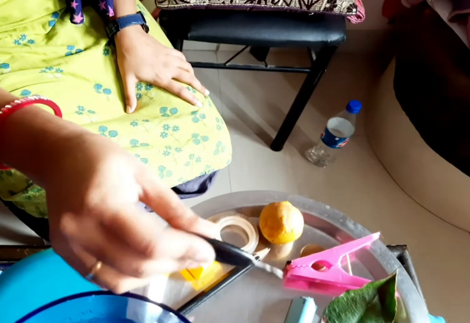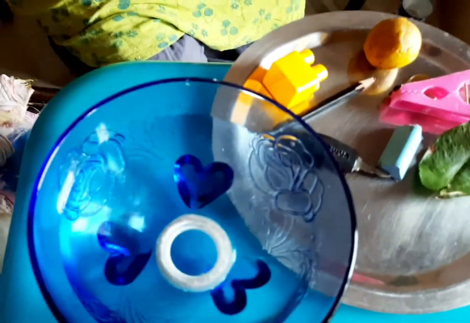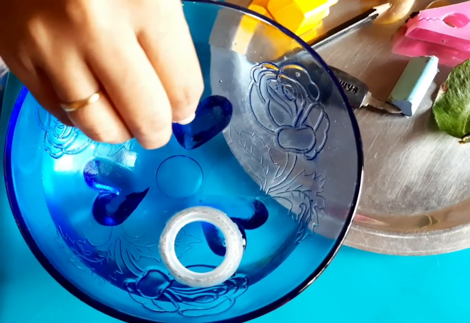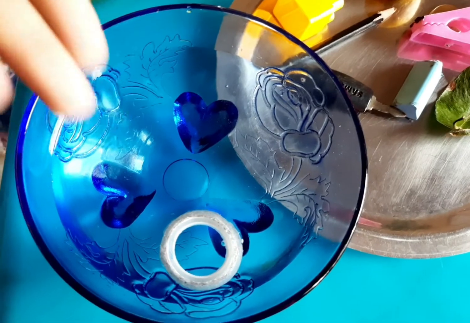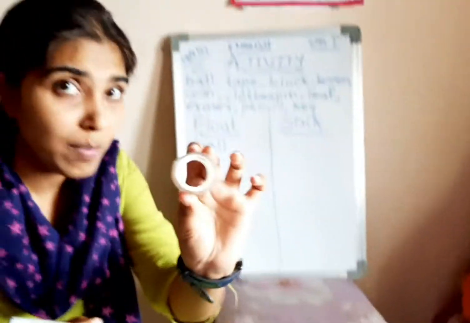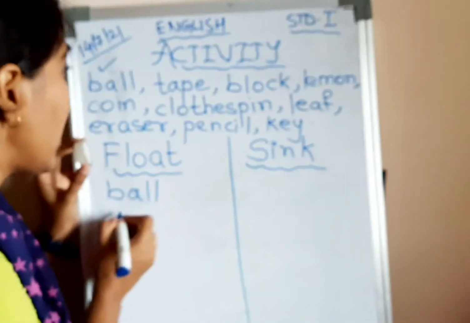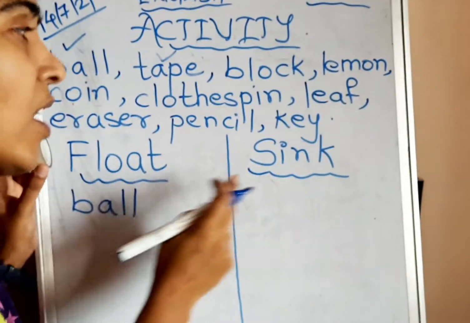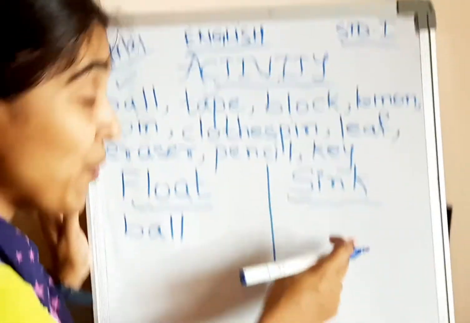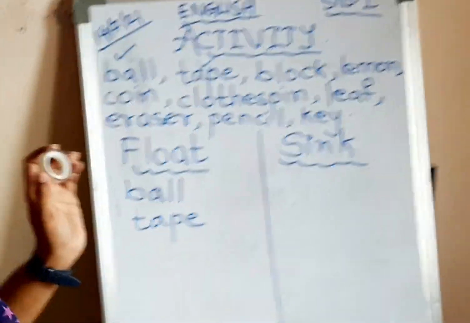Now let us see the second object. Here I have a tape. Let me put this tape in the water and see, guys, what's happening there. Is it sinking or is it floating? Yes, it's floating on the water. So here I can say that this tape floats on the water. So here I'll write the tape name in sink column. Yes or no? No, because it floats on the water. So we'll write tape under the float column.